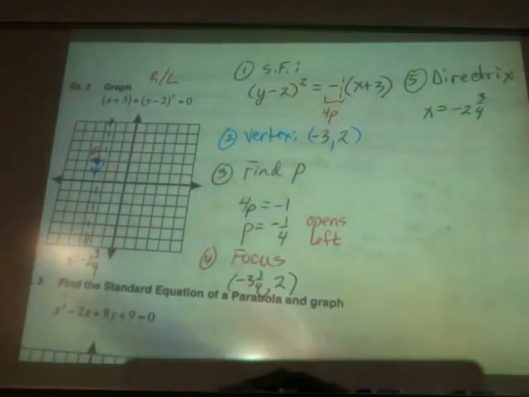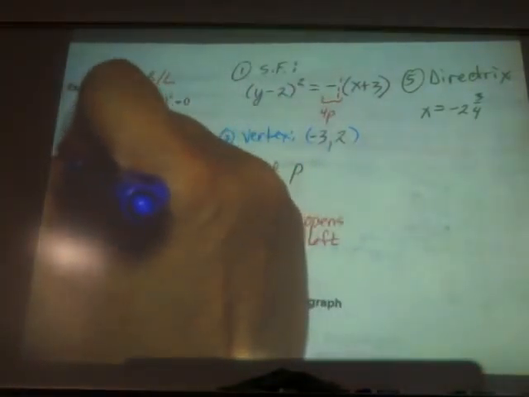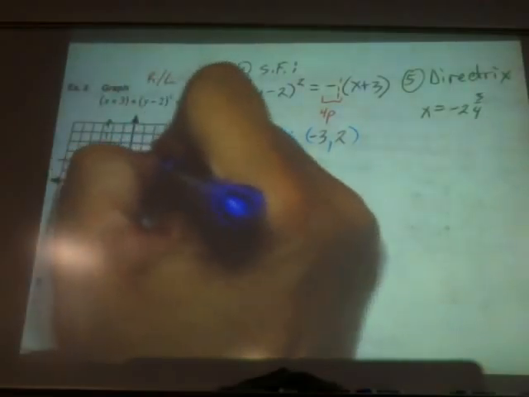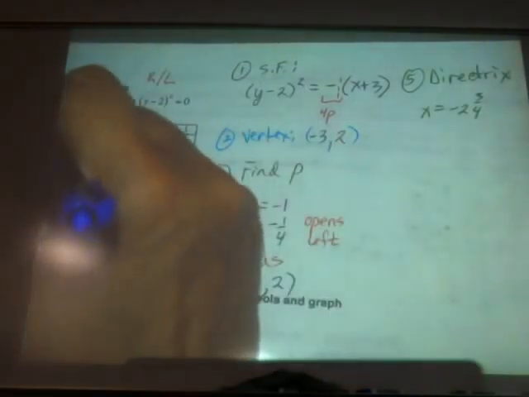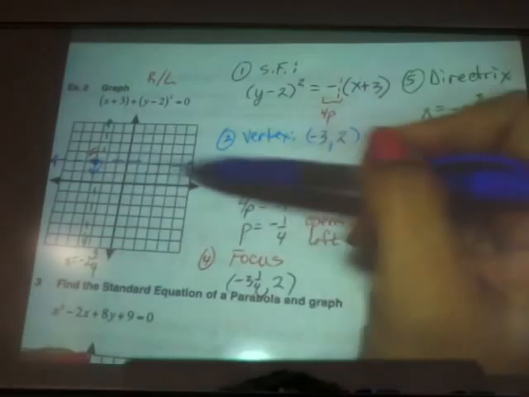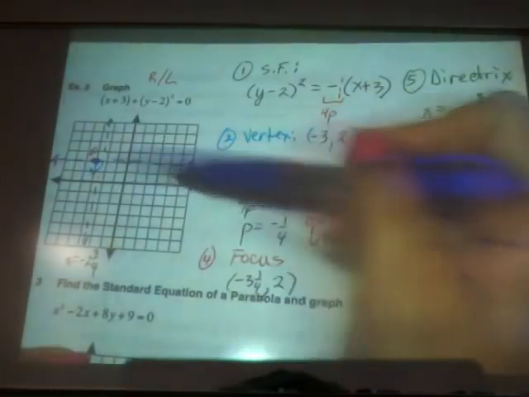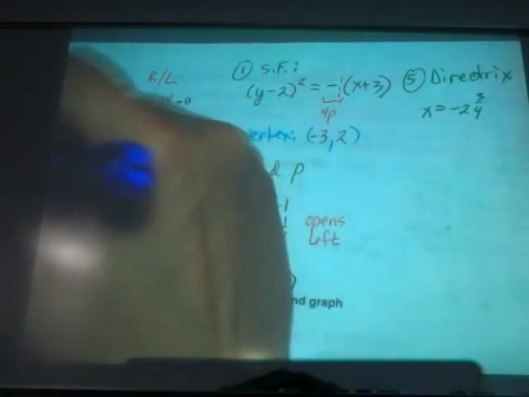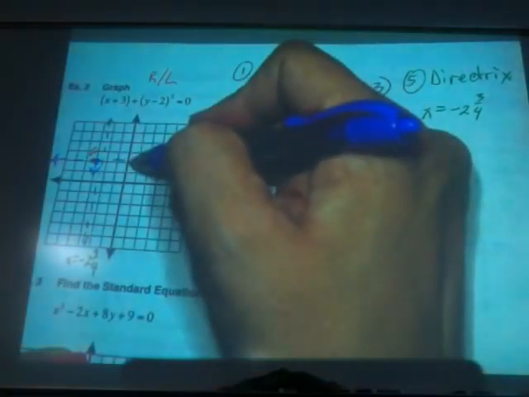Then you still have your axis of symmetry, which does contain the focus and the vertex. What axis is this going through? X or y? Y. So it's y equals what? What value is this? 2.